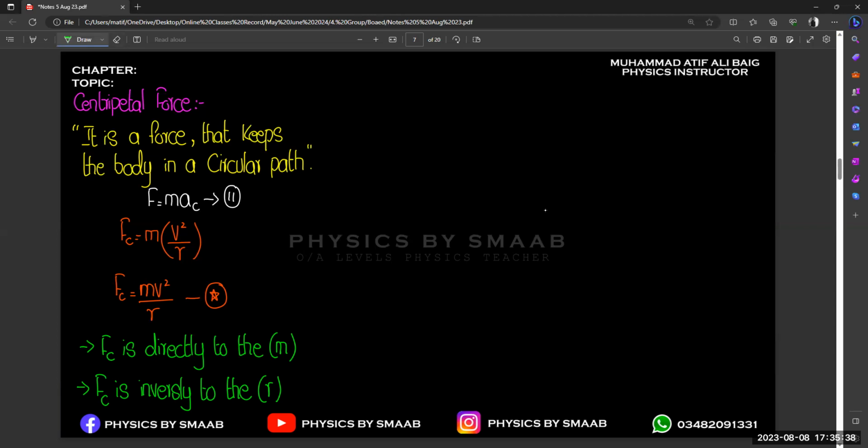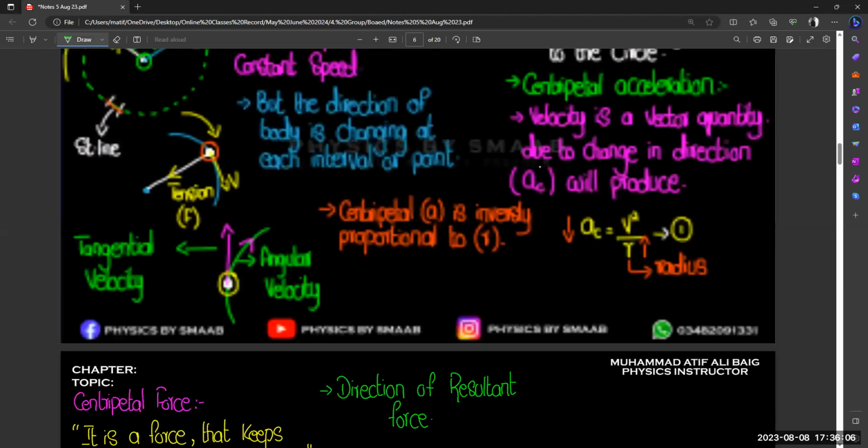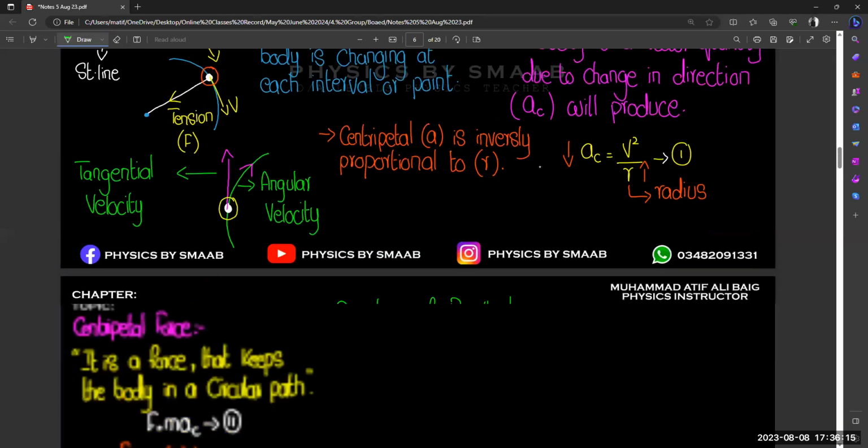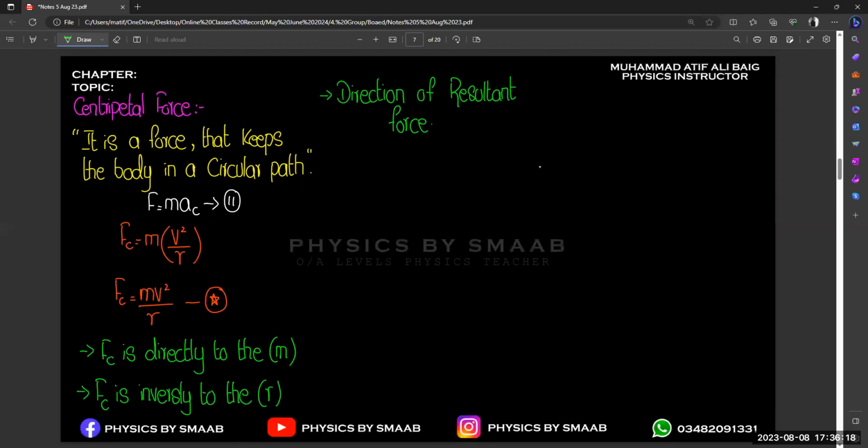And one more important thing in this topic is related to the direction of resultant force. So we already mentioned force, that is with the tension, or we can say that it is the same as the direction of tension. So for the direction of resultant force, we can simply say that the direction of resultant force will always be towards the center of the circle.